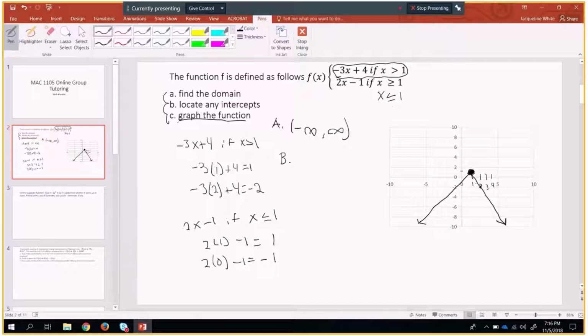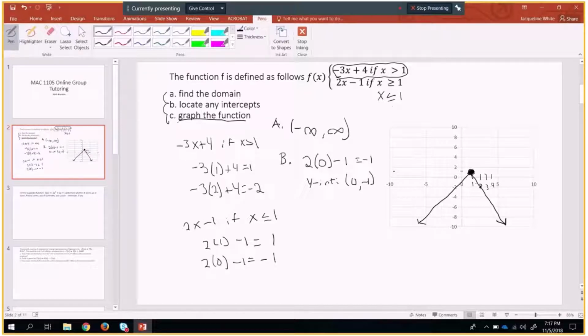Now to find our intercepts, we see that for our graph, we're only going to get one y-intercept, which is on this part of the graph. This corresponds to 2x minus 1. And how do we find y-intercepts? We find y-intercepts by plugging in 0 for our x's. So if we plug in 0 into that function, we get 2 times 0 minus 1, which is equal to -1. So our y-intercept is at (0, -1).